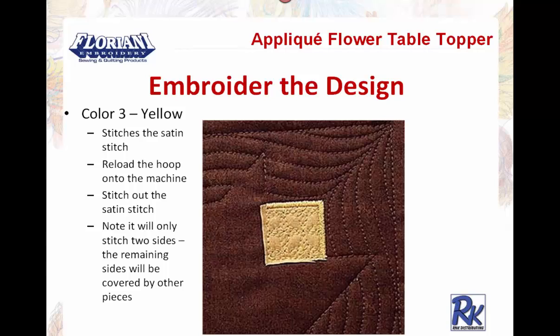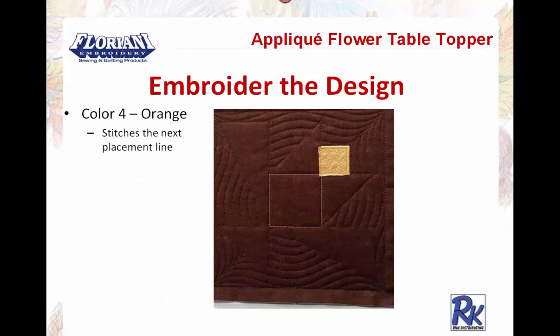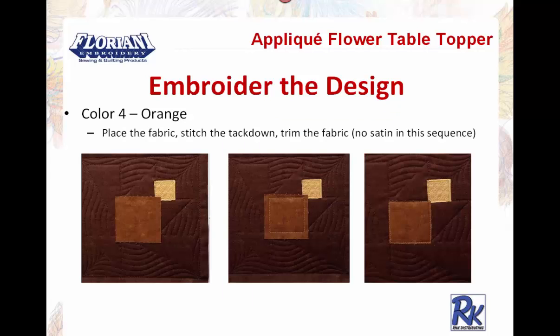And the next thing we're going to do is stitch out the next color, orange, which is going to stitch out the placement line for that center square. And you're going to place the fabric in place. Start the machine up again. It's going to stitch the tack down. Take it out of the machine. Don't unhoop it. Trim it. And this particular block, this particular piece, is not going to have any satin stitch at all. Remember that we eliminated it, and the satin stitch is going to be provided by the adjacent blocks. So that would complete the next color.